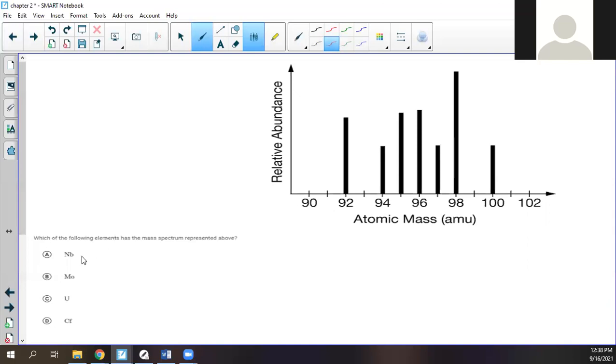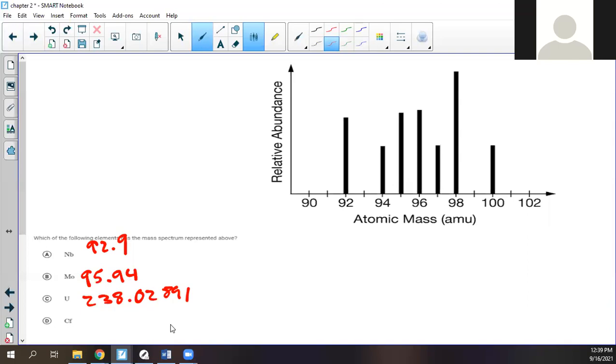It says, which of the following elements has the mass spectrum represented above? So it says Nb, and its mass is 92.9. Then Mo, which is right next to it, is 95.94. Then it has uranium as an extremely good distractor. It's the bottom row, and it has a mass of 238.02891. It's super wrong, but what's the atomic number of uranium? 92. So it's like, oh yeah, it might be that one.